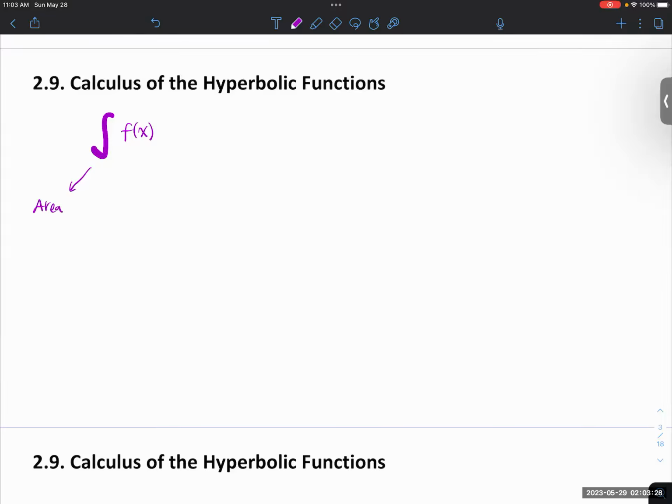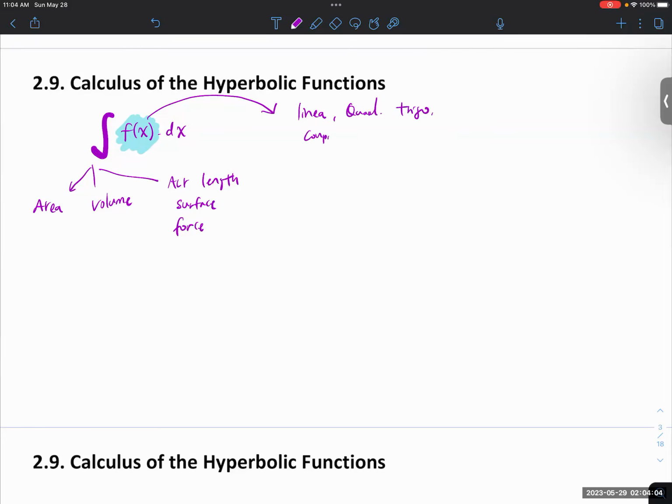By using integrals, you can find out the area, volume, arc length, surface area, force. We can also find out many physics concepts by using integrals. And then you've been dealing with so many different types of functions. Here we know how to take the integral of the linear function, quadratic function, trigonometric function, composite function. So we talked about a variety of functions and how to take the integral in Calculus 2 so far.